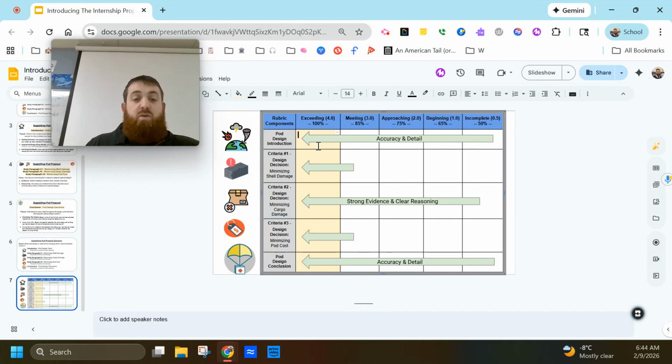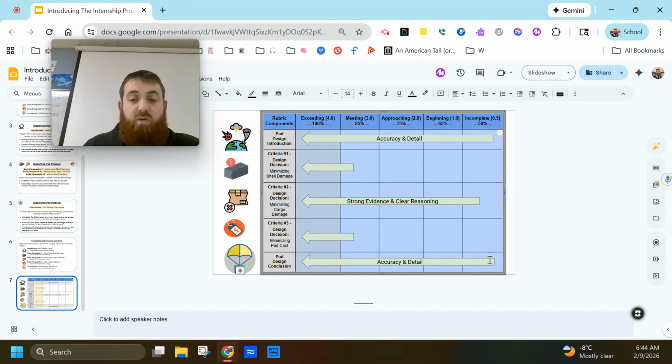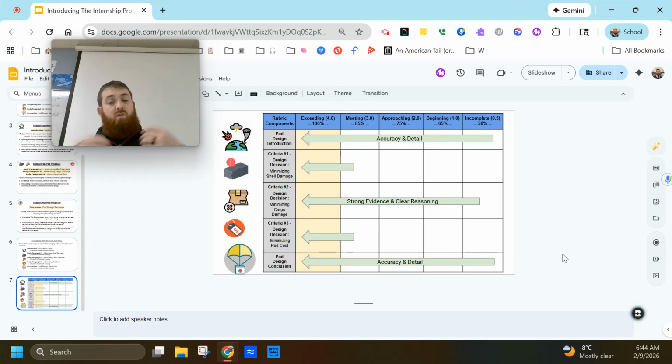Each section will have its own overall grade, so you might get exceeds for the introduction, meets for the first body paragraph, approaching for the second, beginning for the third, and let's say incomplete for the conclusion. And we'll take the average of those 5 sections to get your overall grade.